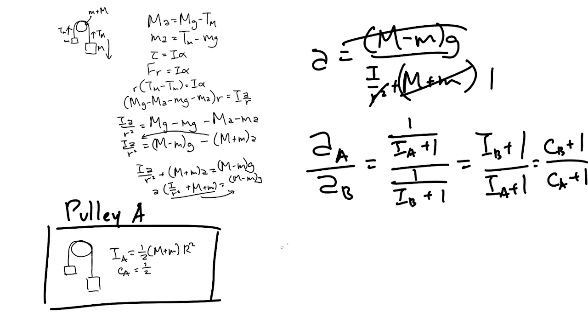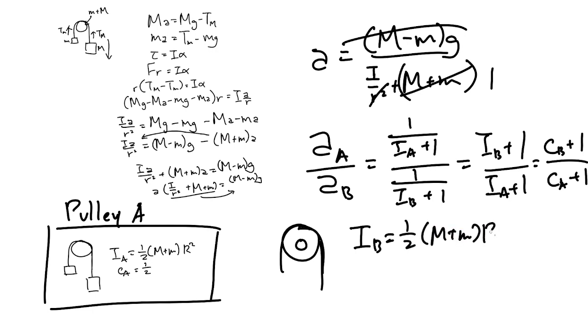Now for pulley B, we have a cut in this, right? We have a circle cut out with a radius of r over 2. So we can say that our moment of inertia for IB is going to be 1 over 2 big M plus little m r squared. That's all the same. Minus this little chunk in here, right?